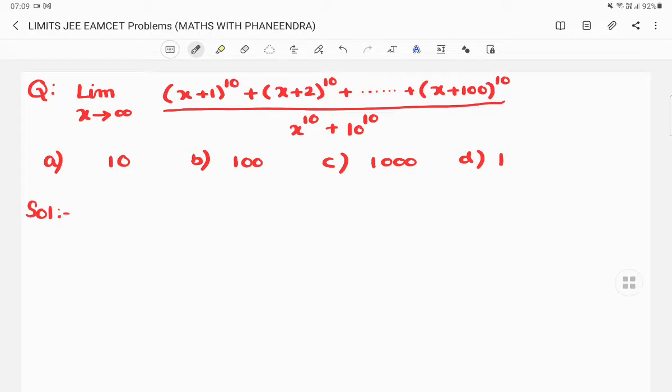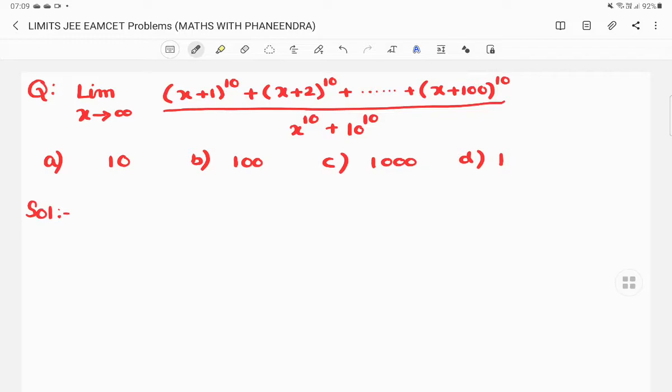The first question: limit as x tends to infinity of (x plus 1) whole power 10 plus (x plus 2) whole power 10 plus and so on (x plus 100) whole power 10, divided by x power 10 plus 10 power 10. So, how to evaluate these types of problems when x is tending to infinity?